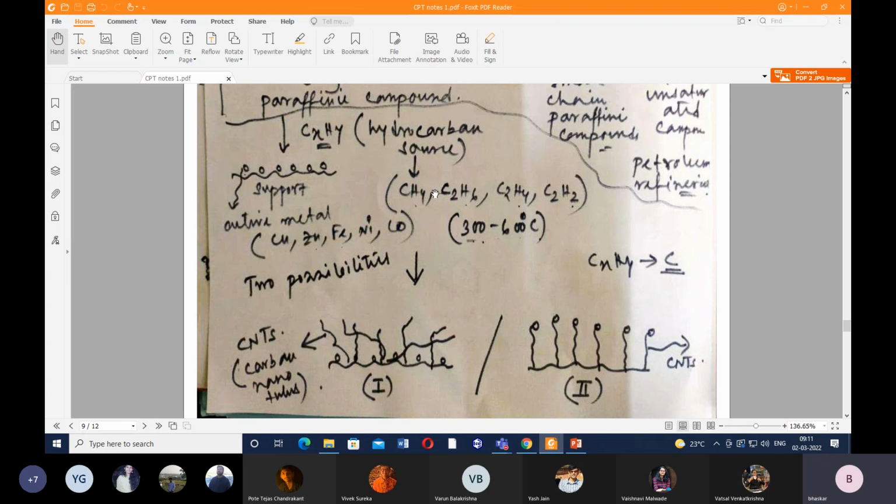However, in this case, we don't have a long chain hydrocarbon molecule. Instead of using a long chain hydrocarbon molecule, we are using smaller chain hydrocarbon molecules, which are basically methane, ethane, ethylene, acetylene, and so on.